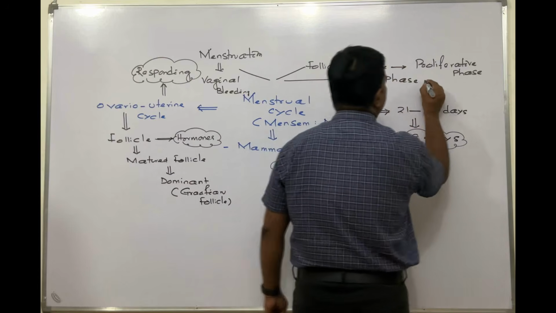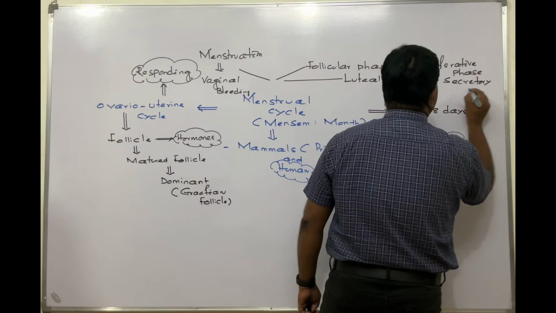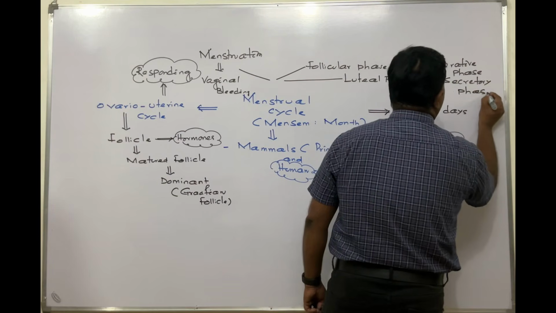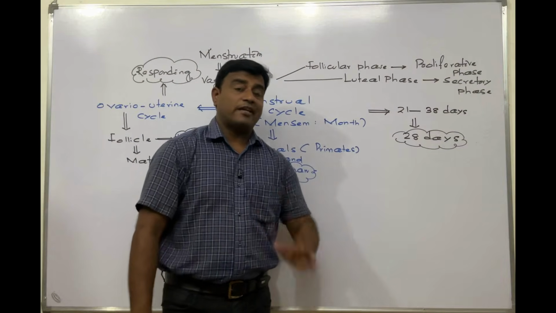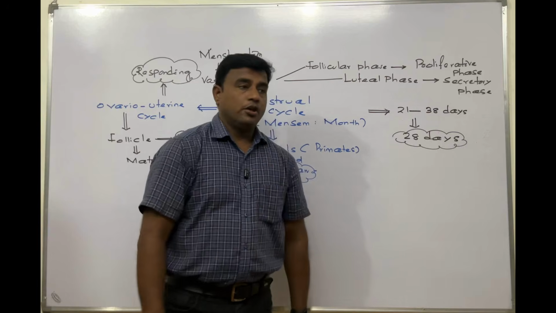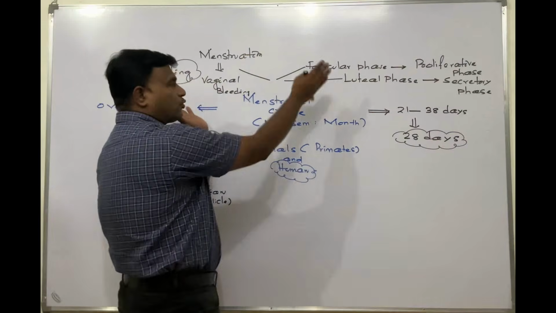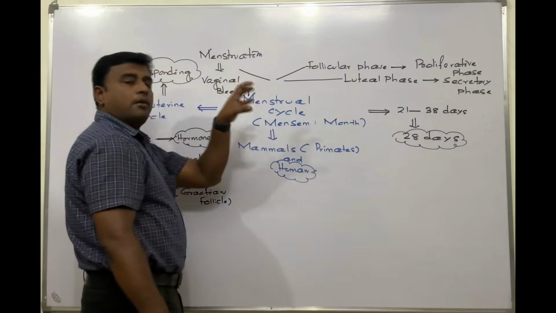This luteal phase is otherwise known as the secretory phase. This phase is dominated by the yellow body, the corpus luteum, and its associated hormone, progesterone. So altogether these two phases are there, I can say, but we will include the phase of menstruation.